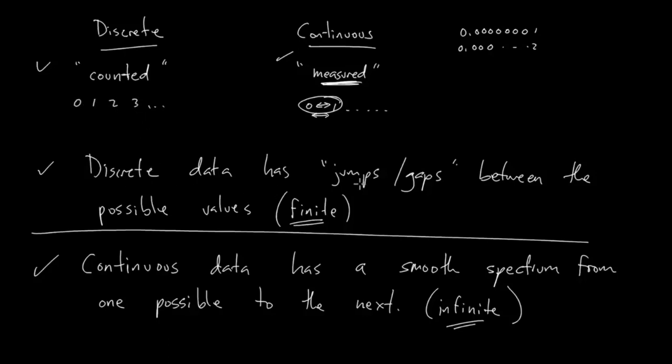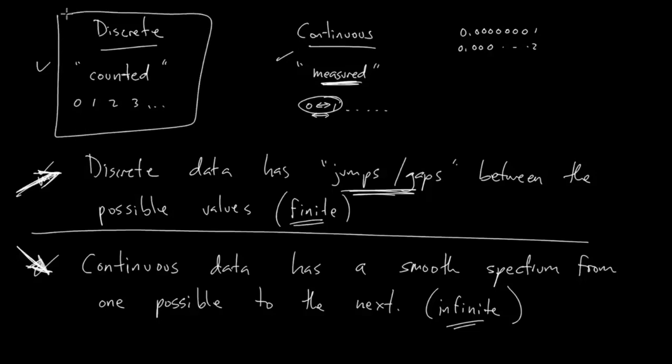So discrete data has jumps or gaps between the possible values. So there's going to be a limited number of those values. Continuous data has a smooth spectrum, so you don't jump from one answer to the next to the next. You could be anywhere between any two possible answers. So these are two other descriptions of discrete and continuous that can help you to decide what kind of data you actually have. Now, one thing that I want to be careful about is I don't want to give you the impression that you can't have decimals with discrete data.